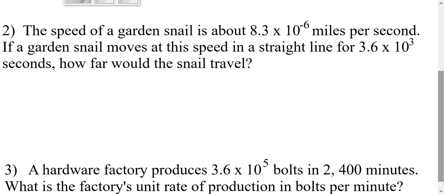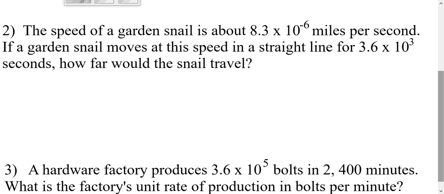The speed of a garden snail is about 8.3 times 10 to the negative 6 miles per second. If a garden snail moves at this speed in a straight line for 3.6 times 10 to the third seconds, how far would the snail travel? So they tell you the speed, and they tell you how long it's traveling for. I wonder what operation that's going to be. Think about if you were in a car driving 60 miles per hour, and you were driving for 5 hours. What operation would you use to figure out how far you're going to go?